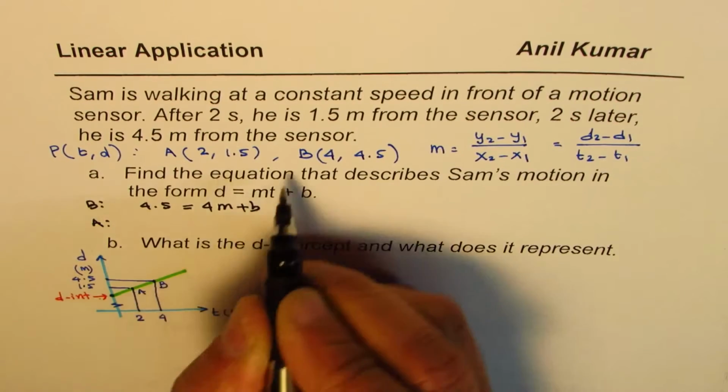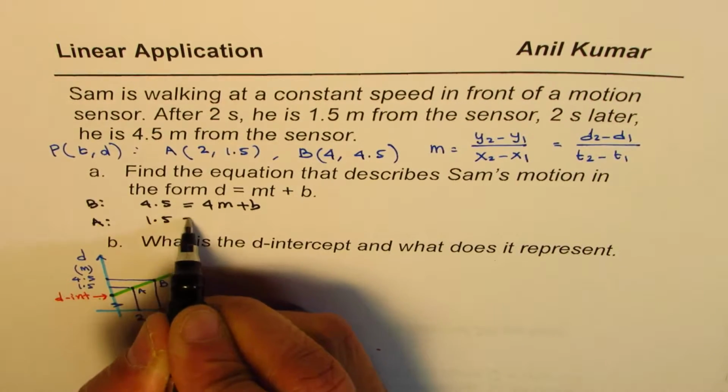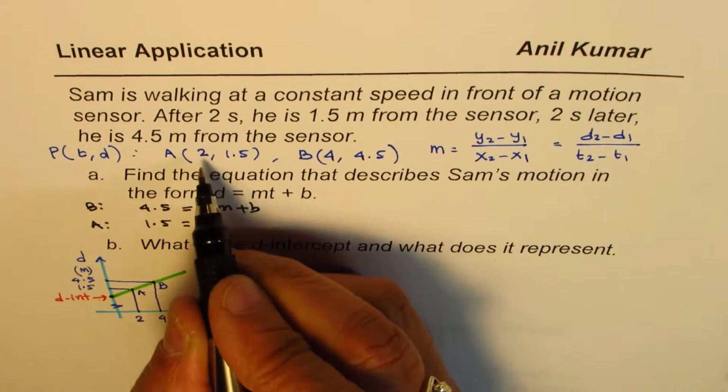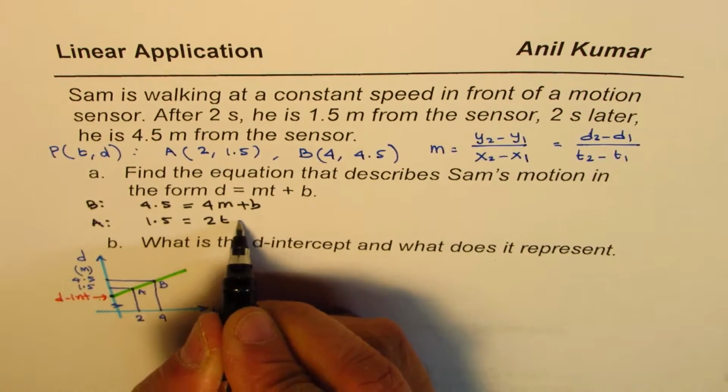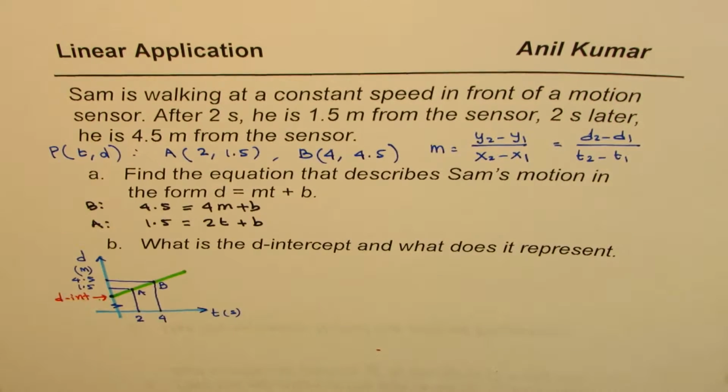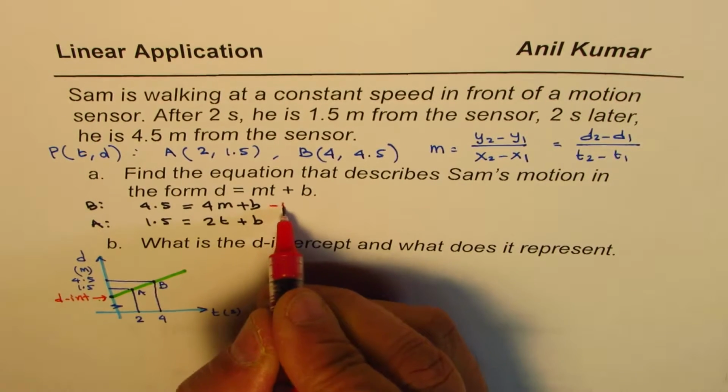From point A, we could say 1.5 equals 2, that is the t value, time 2, m plus b. So we get 2 equations, these 2 linear equations, correct?